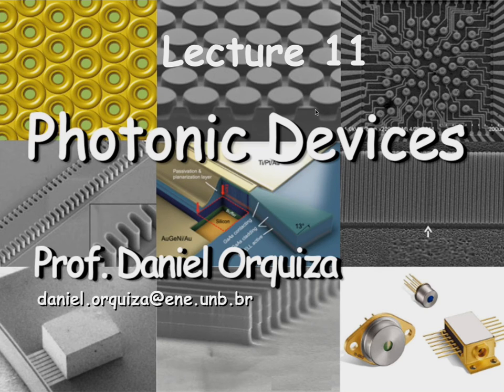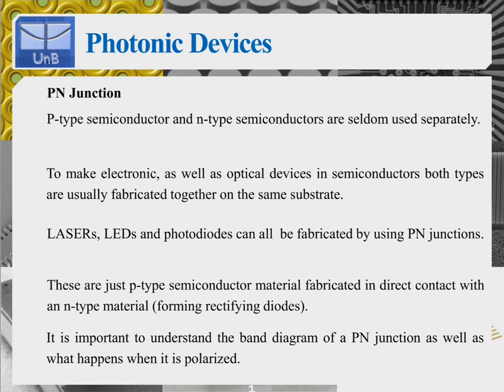On today's lecture we are going to discuss the band diagram and other concepts related to PN junctions. In order to make useful devices, it's often required to have PN junctions in the semiconductors. In other words, junctions where you have p-type semiconductors and n-type semiconductors on the same device. And this is true for electronics as well as for optical devices such as, for example, lasers, LEDs, and photodiodes, which are solid-state based, fabricated in semiconductors. All these devices can be fabricated using PN junctions.